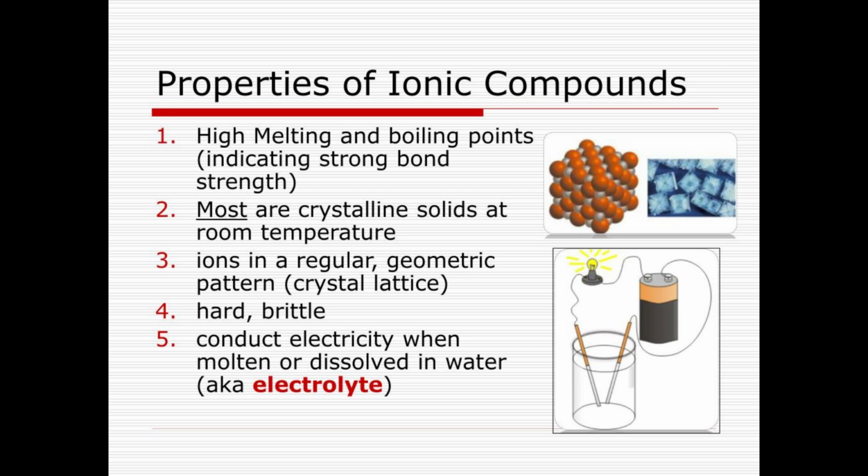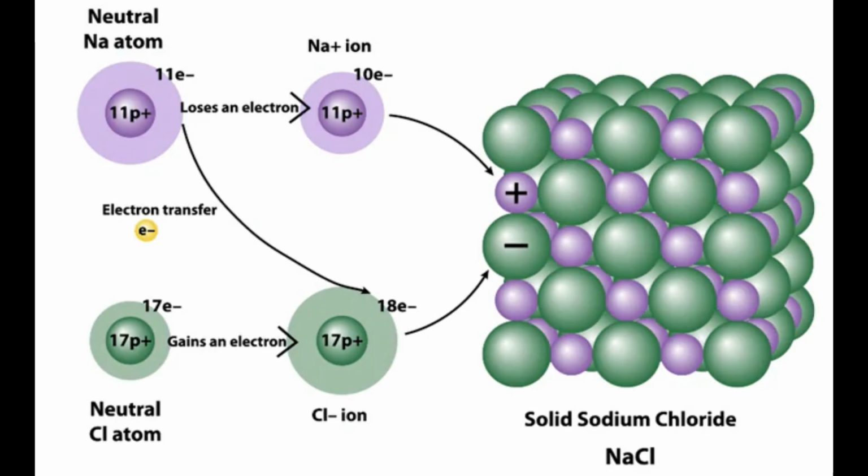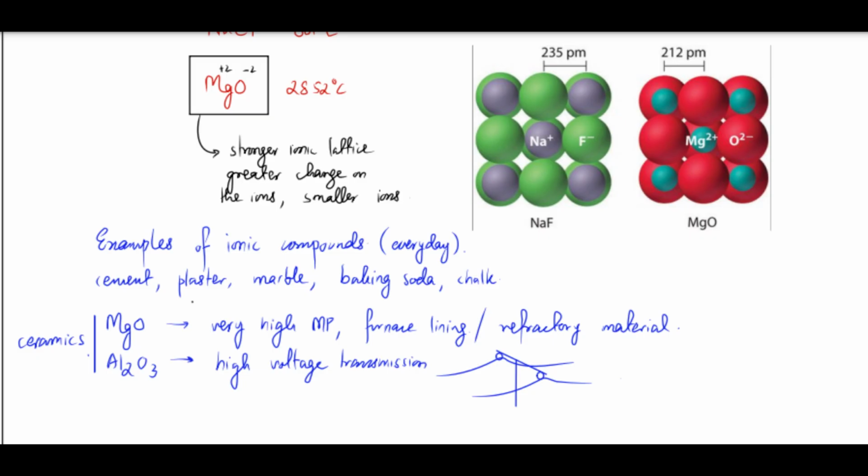This video will explain the physical properties of ionic compounds. As ionic compounds contain ionic bonds, they are made up of ions, and ions are oppositely charged, so there is an electrostatic force of attraction between the ions, and that force of attraction is extremely strong.